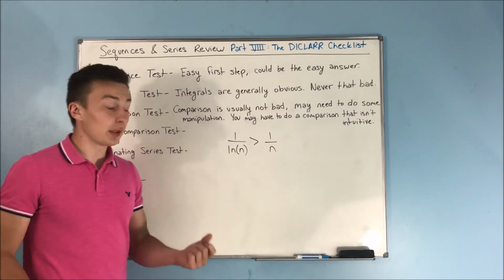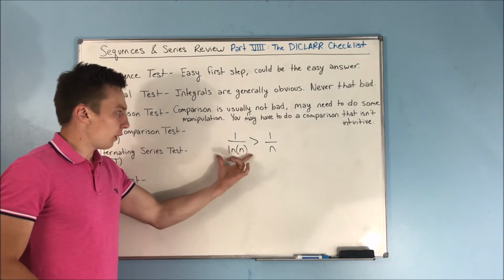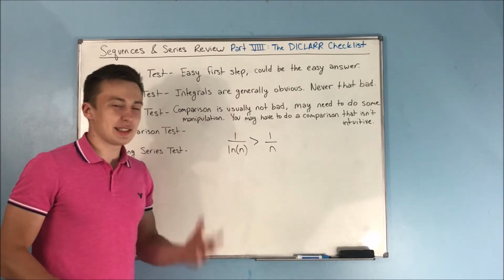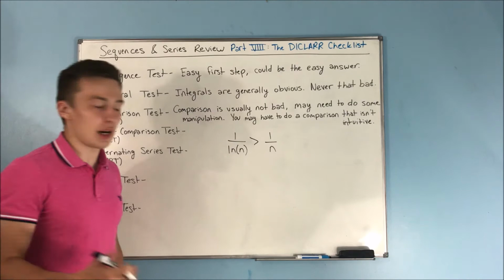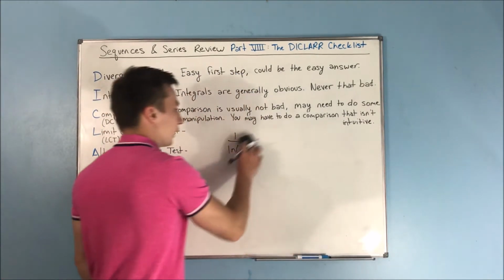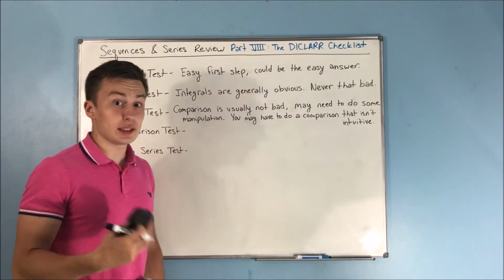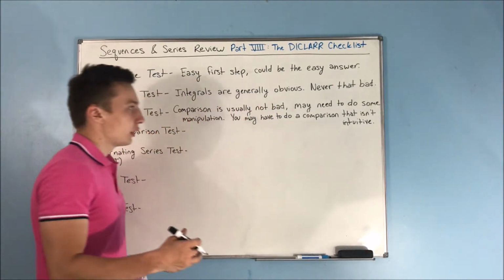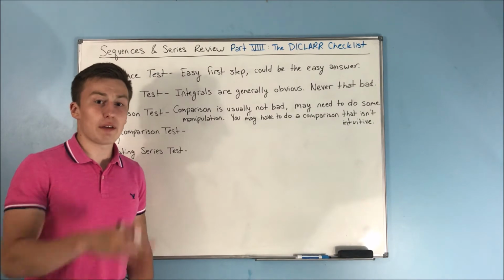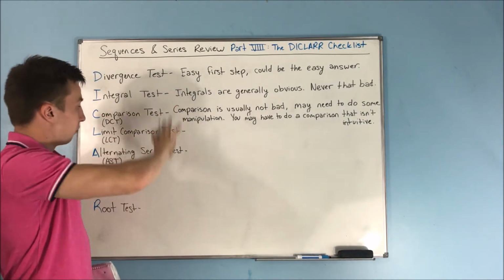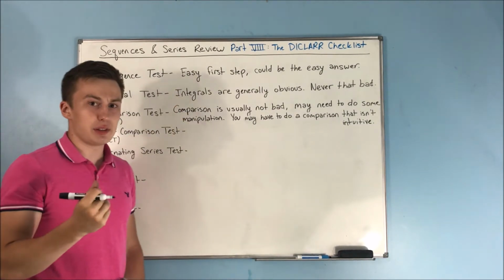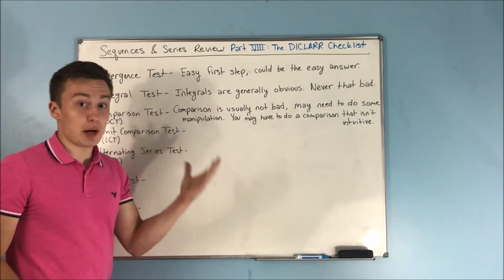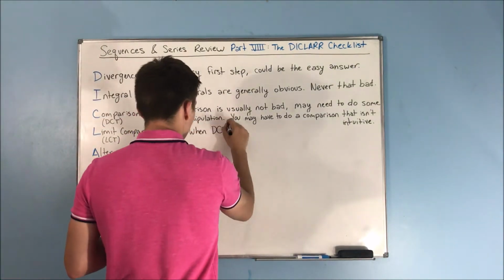Now that's not something that's completely intuitive. You're not going to automatically think, of course I'm going to compare 1 over natural log of n with 1 over n. It's there, but it's not really there. It's one of those things that easily slips your mind on a test. So just be on the lookout for that. If you've gone through all of your tests and you're still not figuring something out, it could definitely be a comparison that you might be missing.